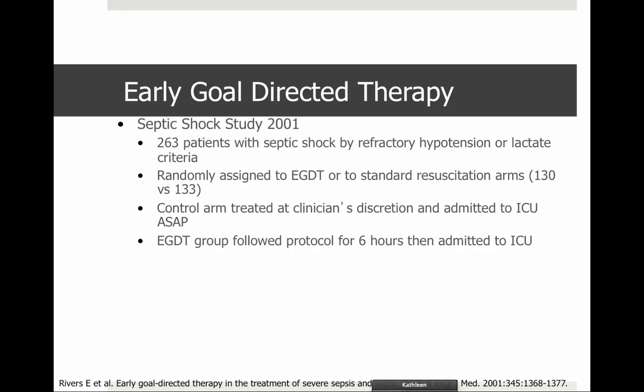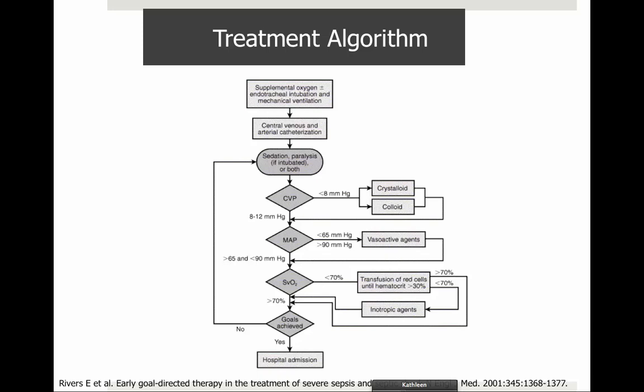This is an old study, but it has really changed the way we think about septic shock. They had 263 patients with septic shock by refractory hypotension or lactate criteria. They randomly assigned them to early goal-directed therapy or to standard resuscitation arms of the study. The control arm was treated at clinician's discretion and admitted to the ICU. The early goal-directed arm followed protocol for 6 hours and then was admitted to the ICU.